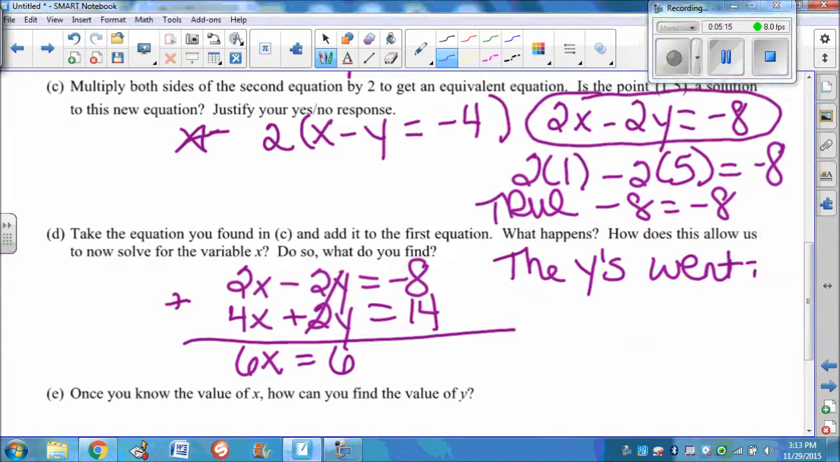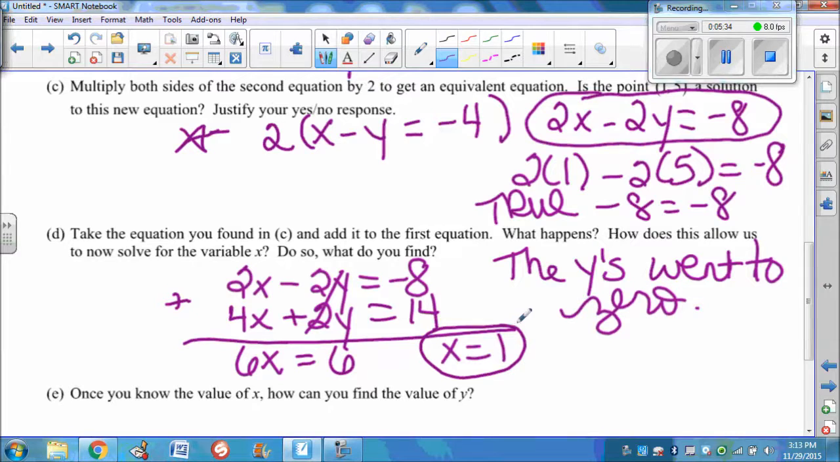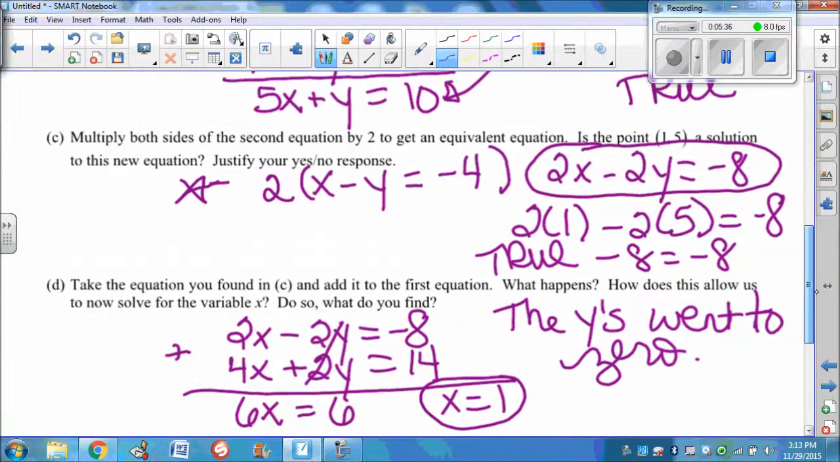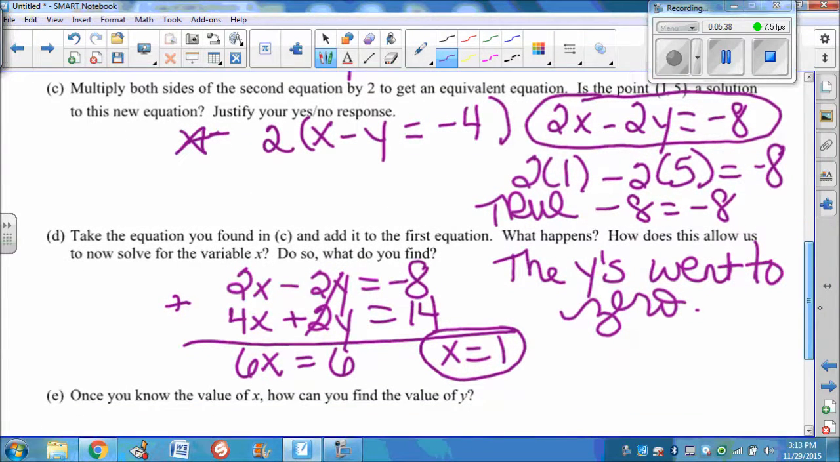Okay. How does this allow us to now solve for the variable of x? So we've got x, we can get x all by itself. We divide by 6, and we get x equals 1. Okay, so isn't that what's been happening all along? X has been 1, right? Well, let's see. It says once you know the value of x, how can you find the value of y?